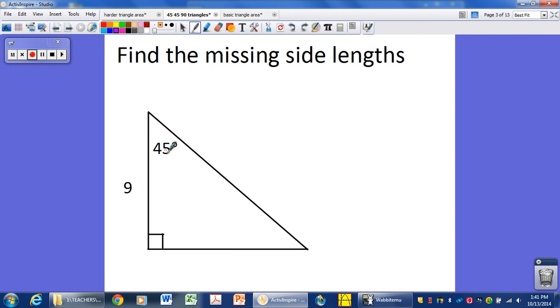So we notice that this is a 45-degree angle here, which means this also has to be a 45-degree angle. So you have your special right triangle. We know that whatever this leg is, the other leg is also 9, and the hypotenuse is 9 times the square root of 2. Done. That's all there is to it. The special right triangles are supposed to speed up your calculations by knowing the relationship rather than having to calculate the relationship.